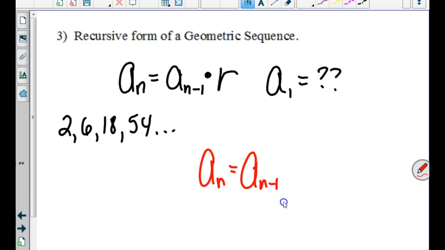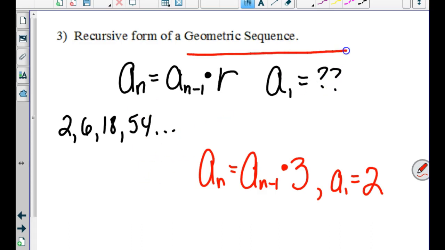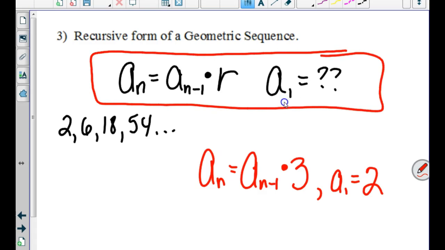A sub n minus 1, the term before it. And then you would say where a sub 1 was 2. Remember, I'm okay if you put the a sub 1 out front, because that's how I think of it. Starting at 2, I'm multiplying by 3. But in the book, they will list it like this. They always put it at the back. Yes? It is here. You always have to tell me what the first term is. Okay?